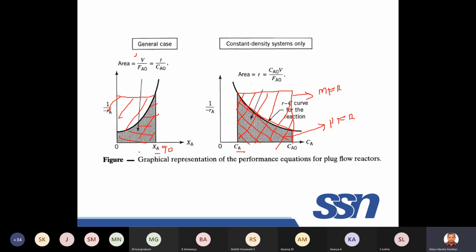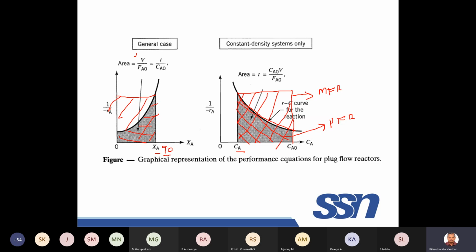The area of the rectangle is MFR. The area under the curve is PFR. Which is more? No answer. Don't know. MFR. Yeah, someone is saying MFR. Yeah. Generally, for a particular conversion, the area of MFR is much more.